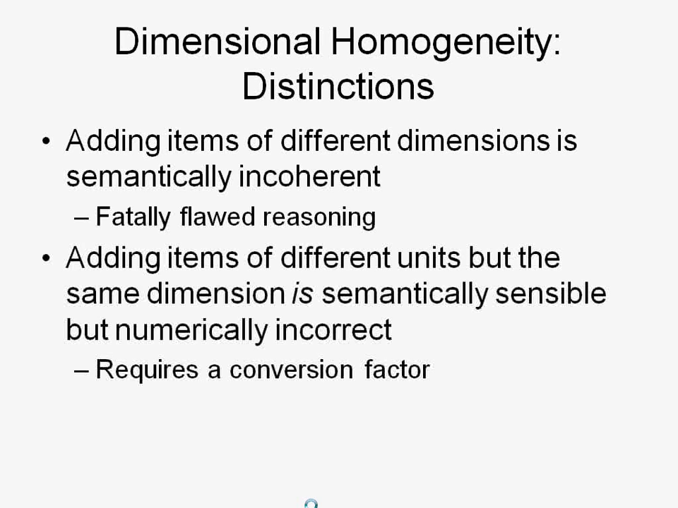Adding items of different units, but the same dimension, is semantically sensible, but it's numerically incorrect. So we add a foot to a meter. What we're trying to do is kind of meaningful. We're trying to add two lengths. But to do that, we need to convert one numerically to the terms of the other, the yardsticks of the other. Okay? We need to convert the meter to feet or something like that. Does that make sense? Okay.